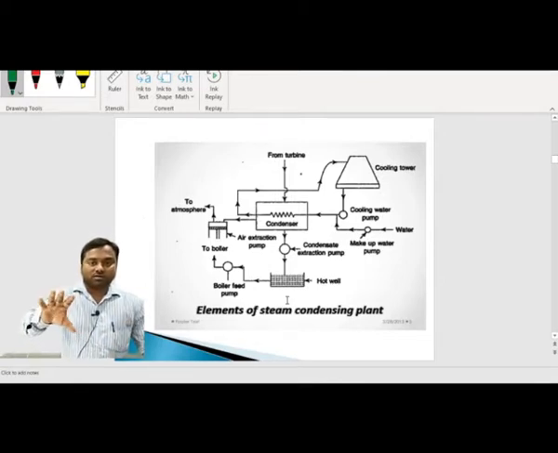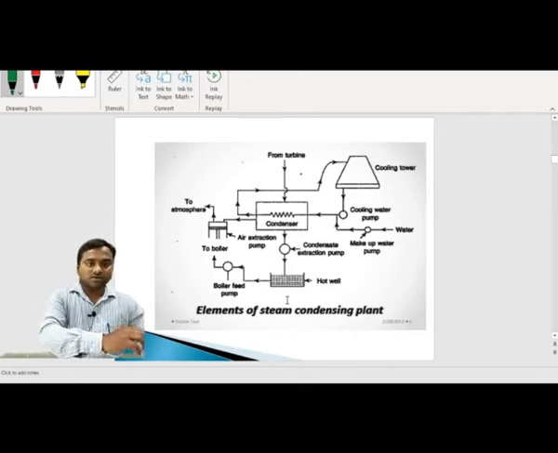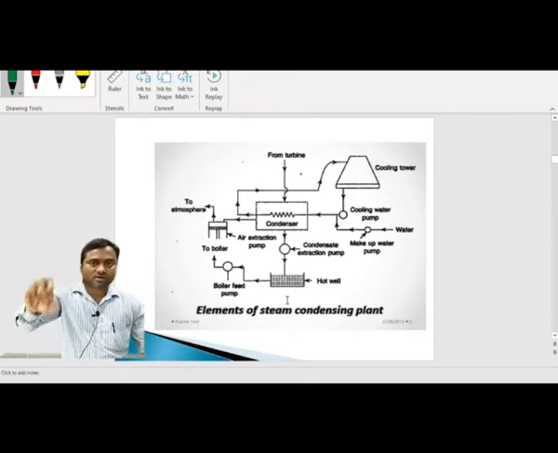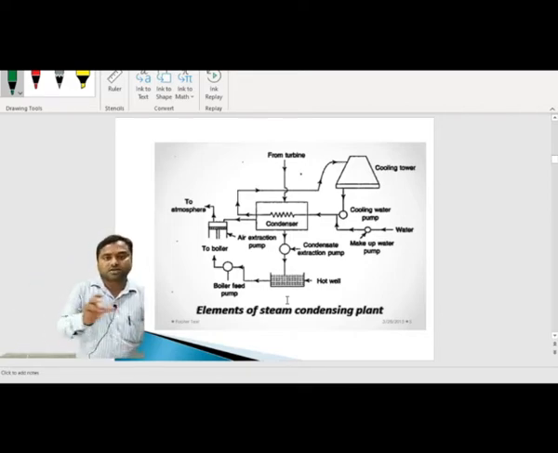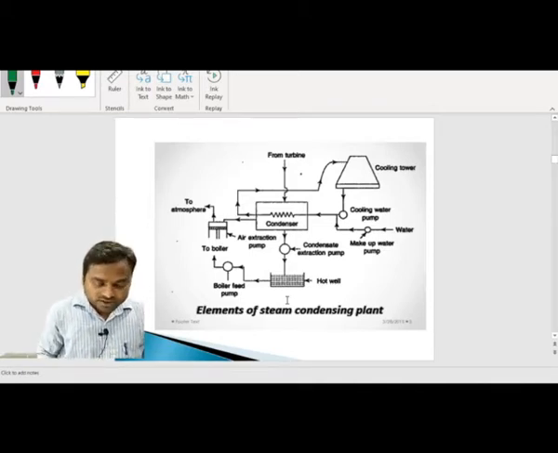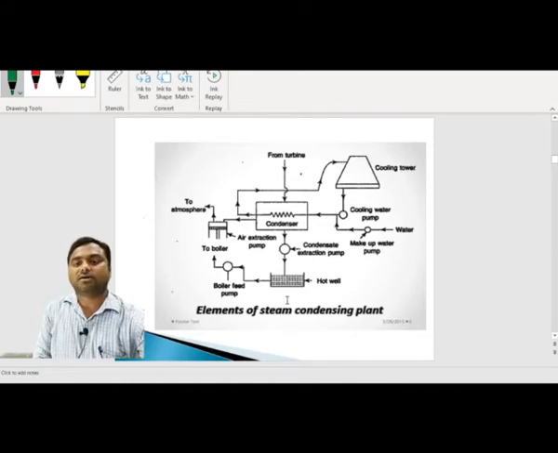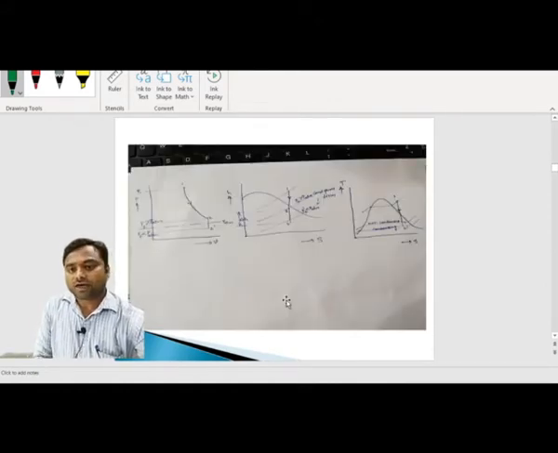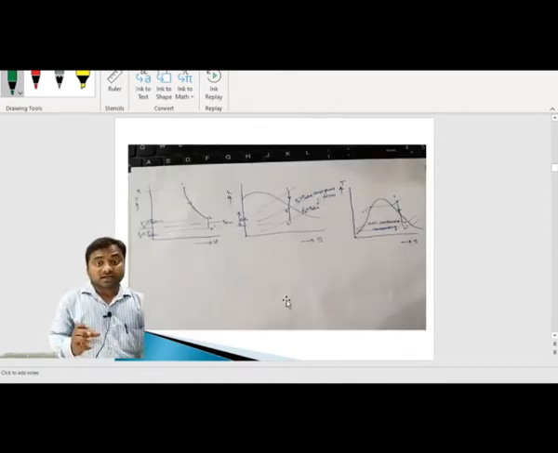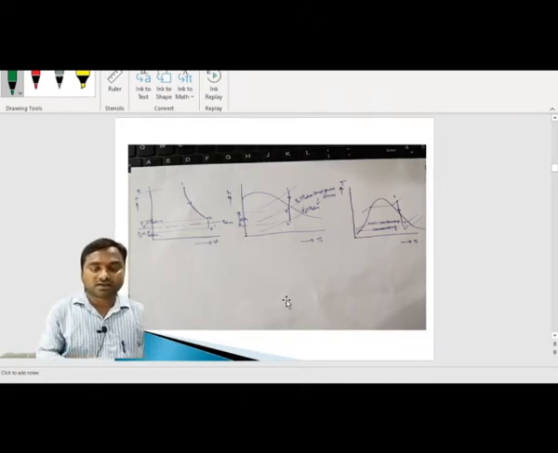So obviously that cooling water, which is circulating with the hot steam, is sent back to the cooling tower, and again it will be circulated in the same manner. So these are the basic elements present in a condensing plant. Here you can see the necessity of the condensing plant.